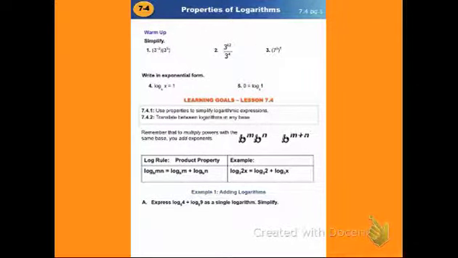We're going to be learning about properties of logarithms today, and there is a warm-up. So please pause the video now and complete the warm-up. When you've completed it, tune back in and we'll get started learning about properties of logarithms.